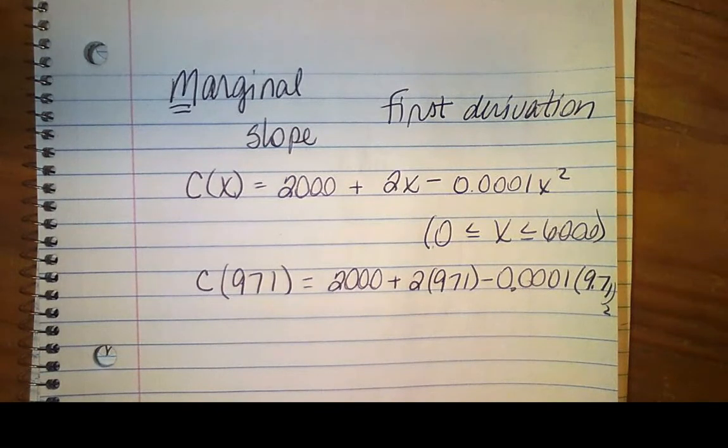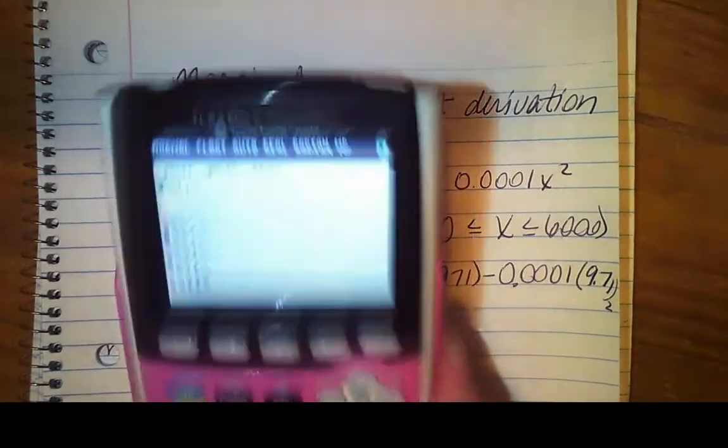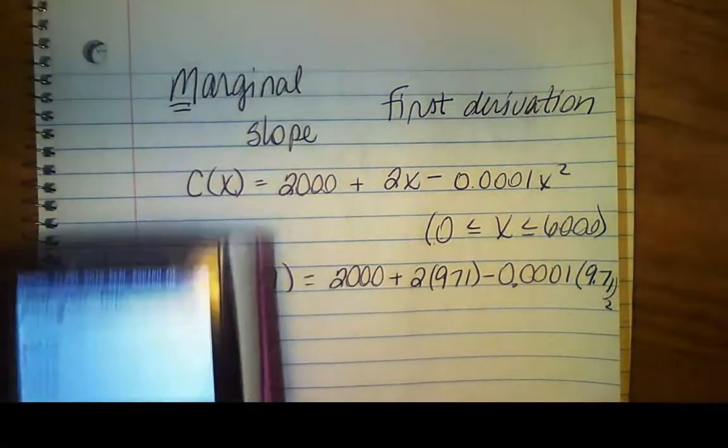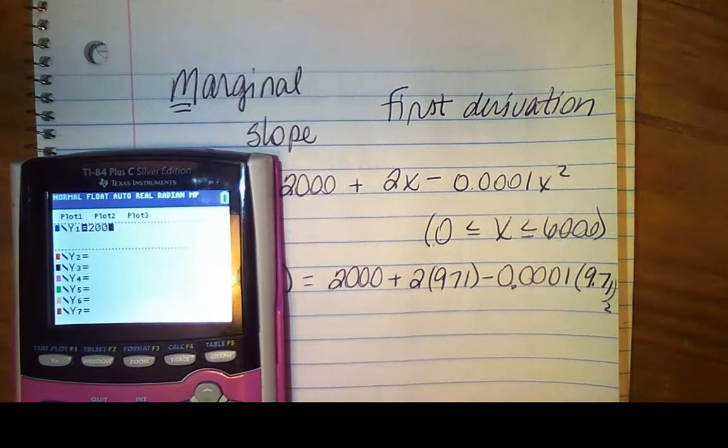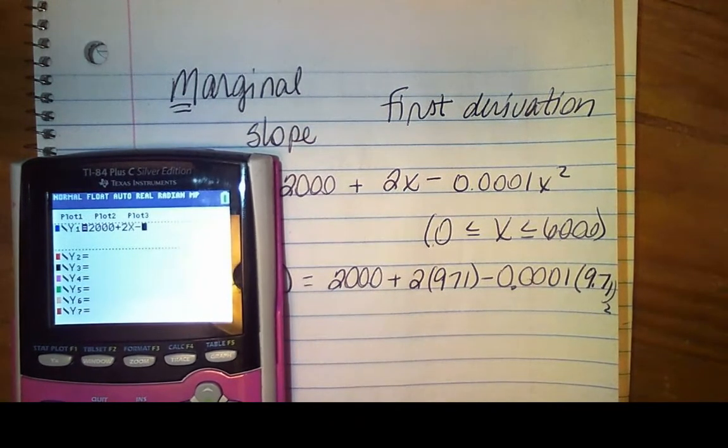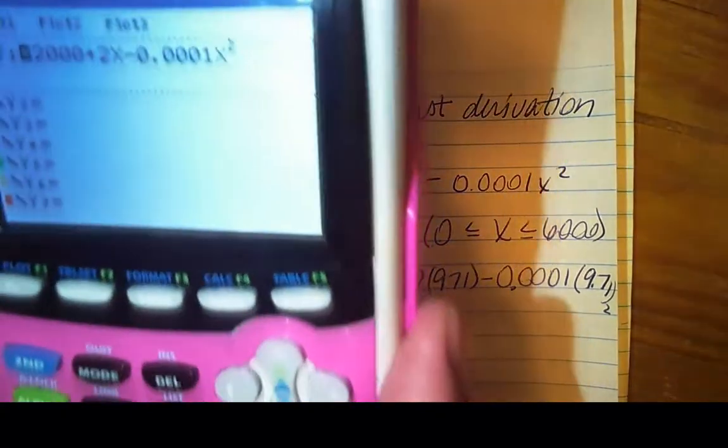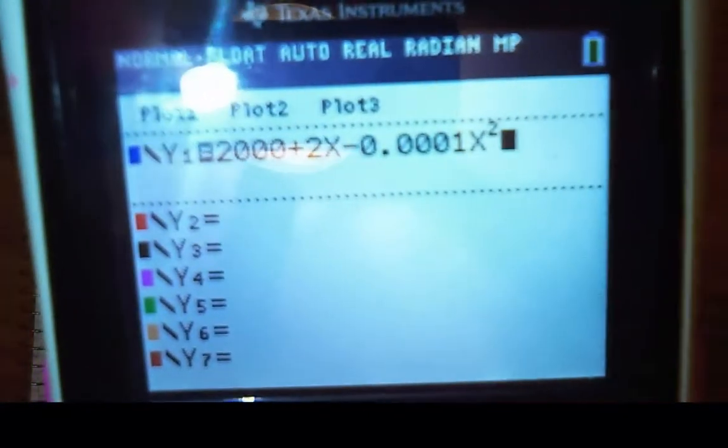I don't know if you have a graphing calculator. I think you're supposed to. If you have this lovely little thing right here, put this in your y equals. We've done this before. I enter 2,000, then plus 2x, and then minus 0.0001x squared. So all I've done is enter this function into my y equals. Can you see it? There it is.